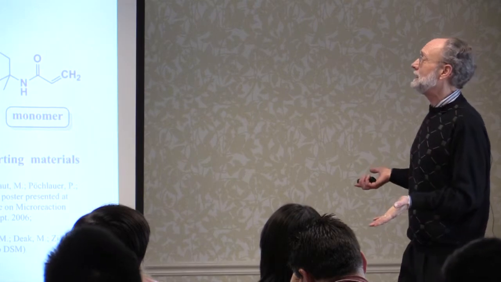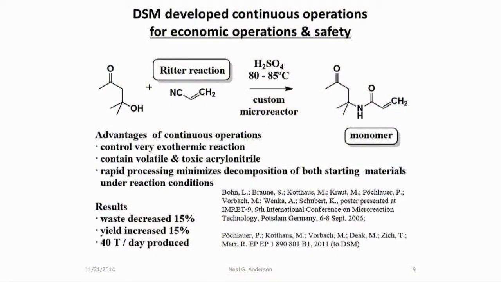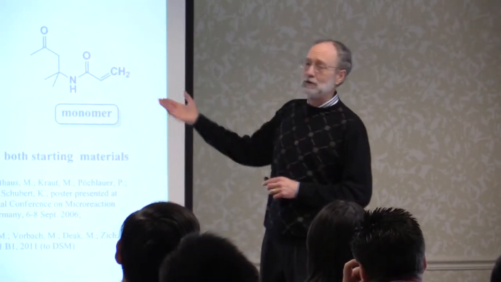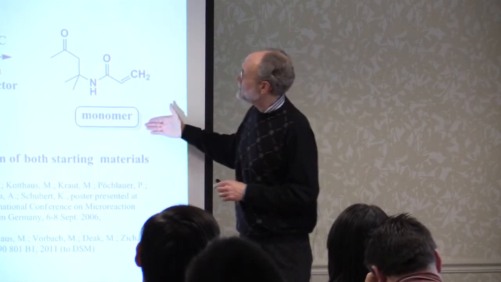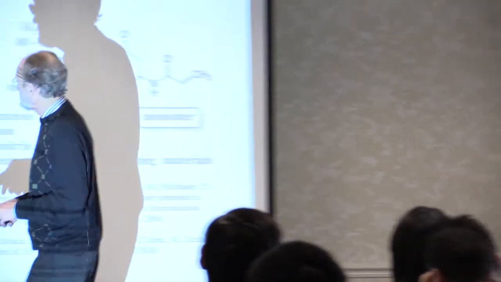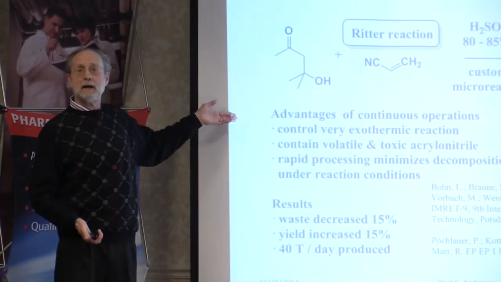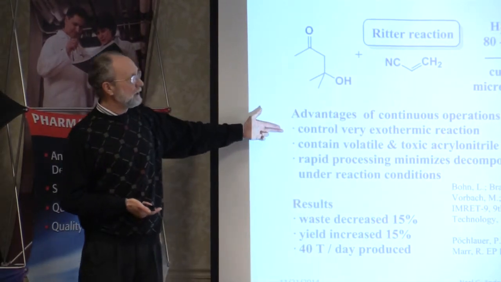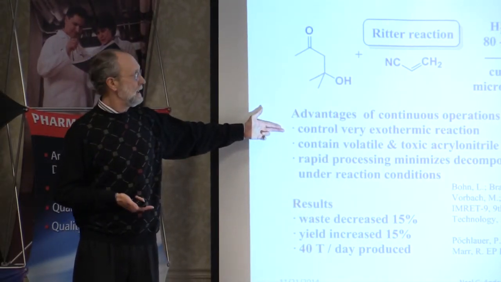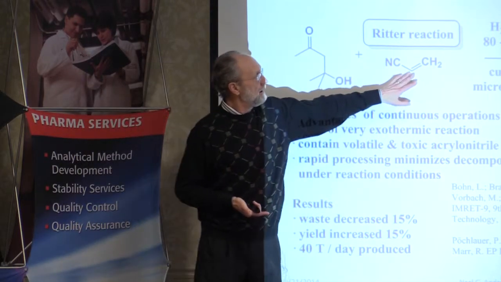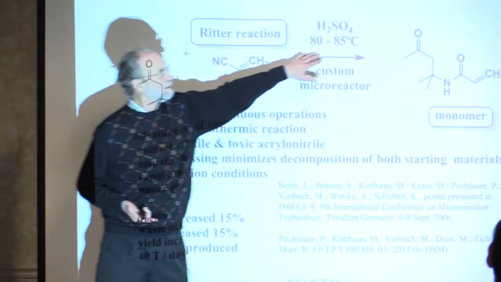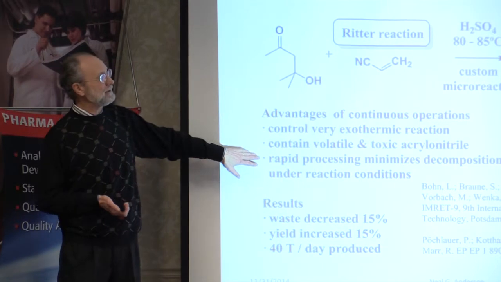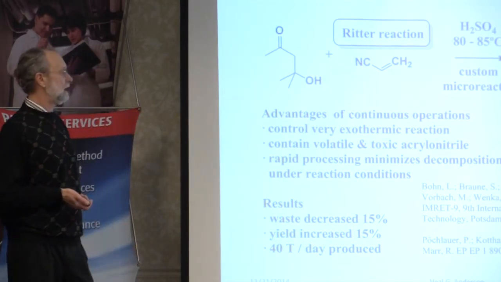So speaking of scale-up, this is the one that I mentioned earlier to some of you folks, the Ritter reaction that DSM has done. Diacetone alcohol plus acrylonitrile to generate a monomer. Now, they did this basically for economic reasons, safety and economics, to get the job done. This is a very economic reaction. They can control this. They can contain some pretty reactive components here under a temperature that causes you some concern. With rapid processing, they can minimize decomposition of the goods.